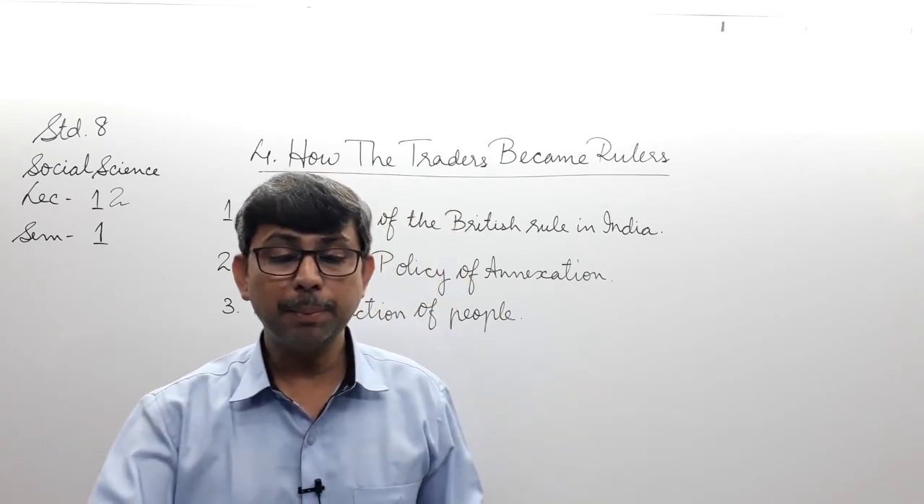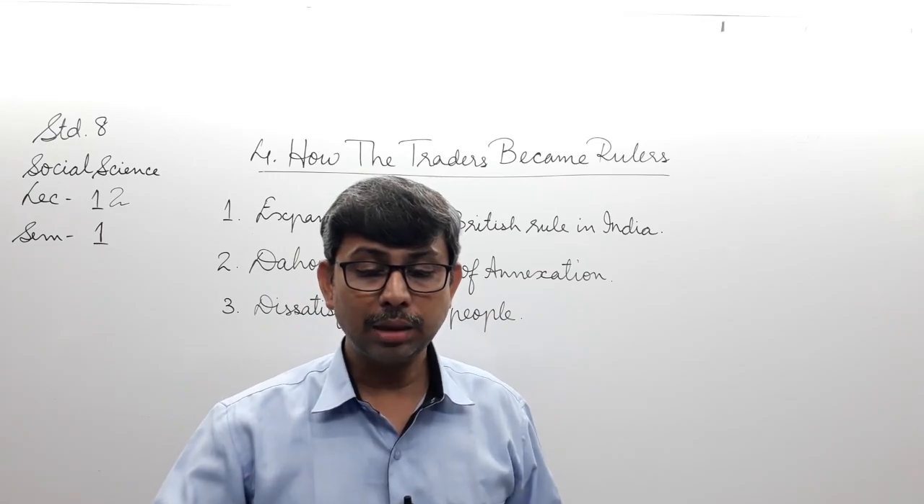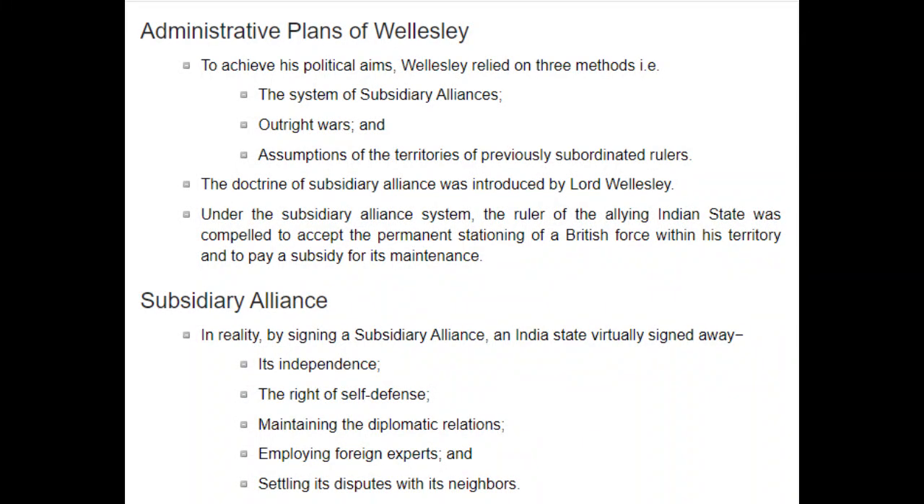Therefore, as a part of recapitulation, I would like to discuss with you with the help of some images. So have a look at your screen. You can see in the image the administrative plans of Wellesley, which we discussed earlier. Wellesley, who came as a Governor General in 1798, wanted to achieve his political aims.